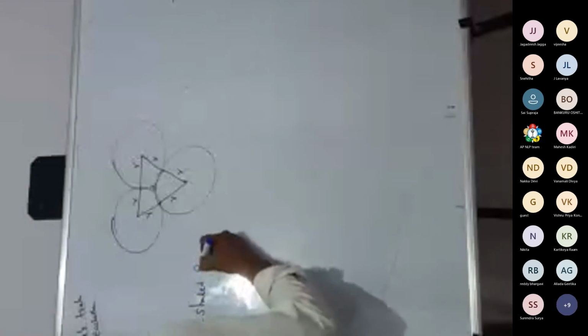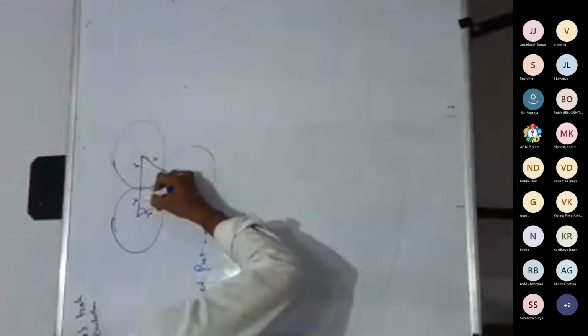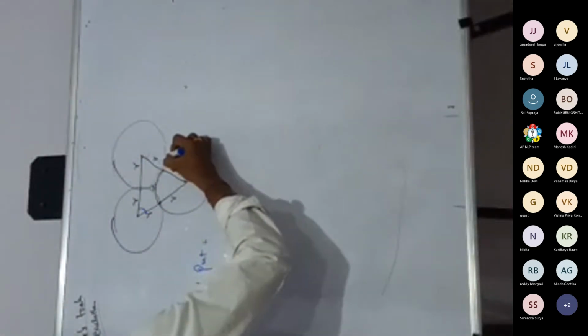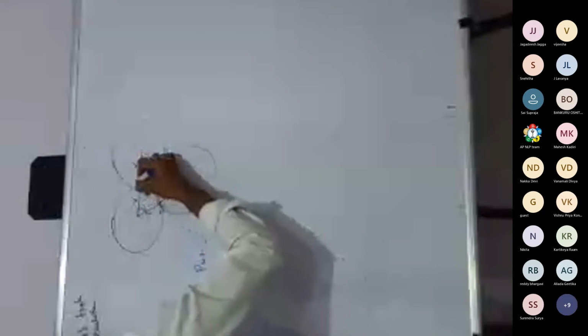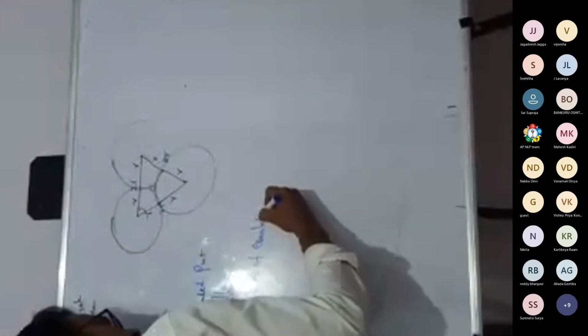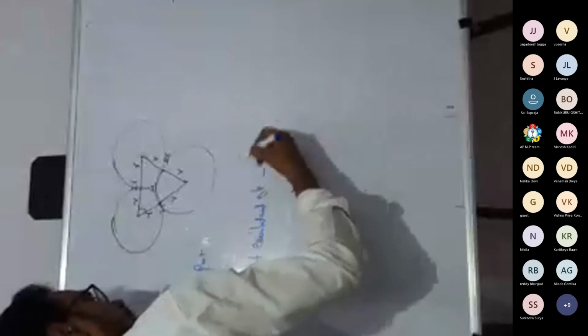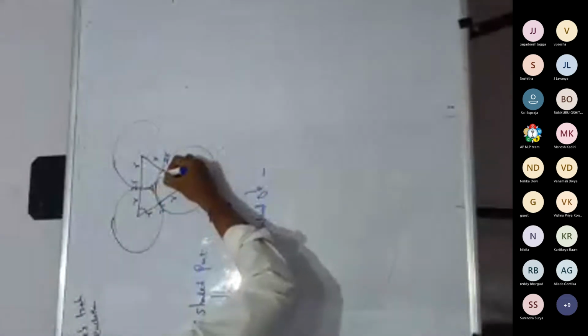The area of the shaded part is nothing but, here we have three sectors. All the sides are 2R, 2R and 2R, so it definitely forms an equilateral triangle. The area of the shaded part is the area of the equilateral triangle minus the shaded part; here we have to subtract three sectors.